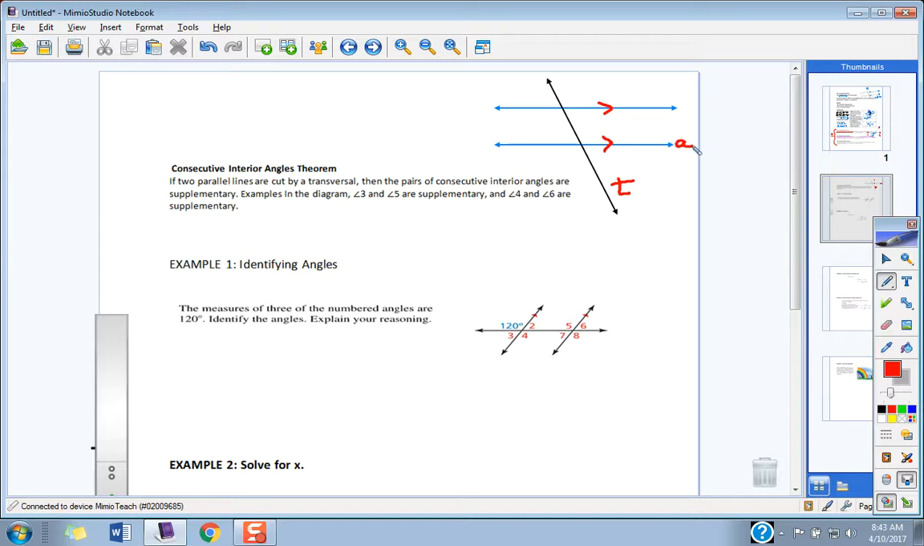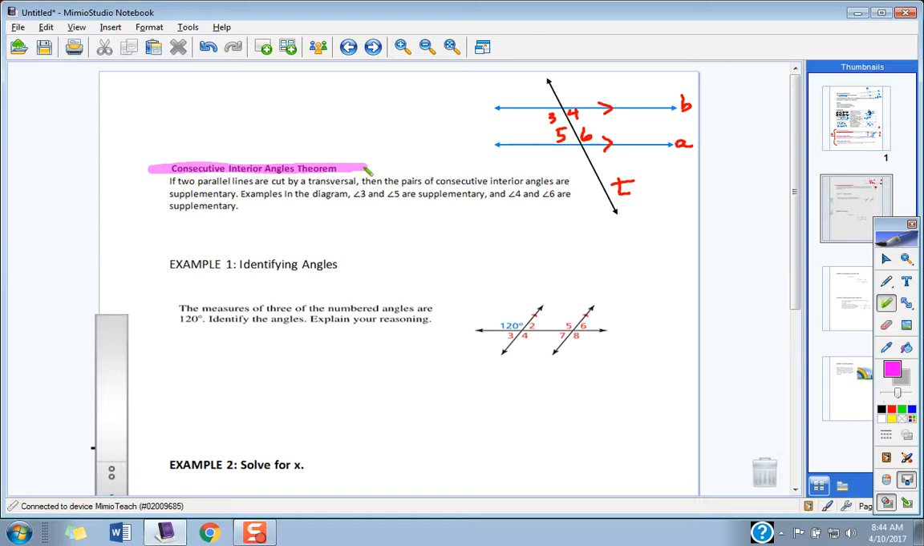This is my line A. This is my line B. Let's suppose that this is angle 3. This is 4. And this is 5. And this is 6. Okay? Consecutive interior angles theorem. This is the one that maybe differs a little bit from the other three. Again, the other three said if you have alternate interior, alternate exterior, or corresponding angles where a transversal cuts through parallel lines, you will have congruent angles.